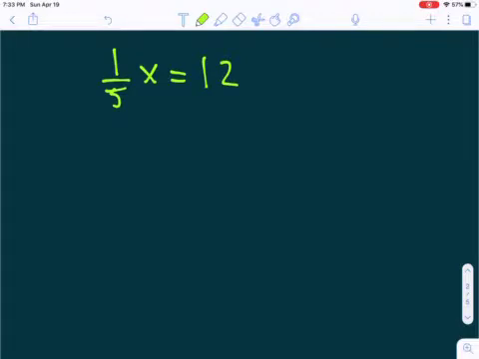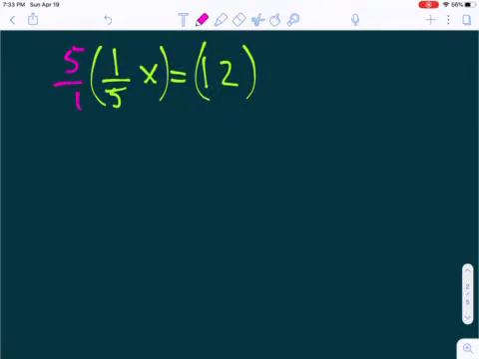So if I look at this problem, I should hopefully make the connection that 1/5 is a fraction, it's rational, and because it's a fraction, I can get rid of it by multiplying it by its reciprocal. So the reciprocal of 1 over 5 is just flipping it the other way. We'll go with pink. And we're going to multiply that by 5 over 1.